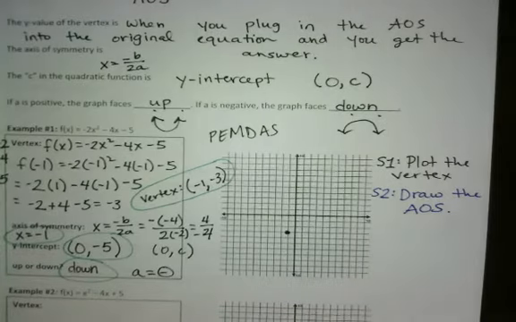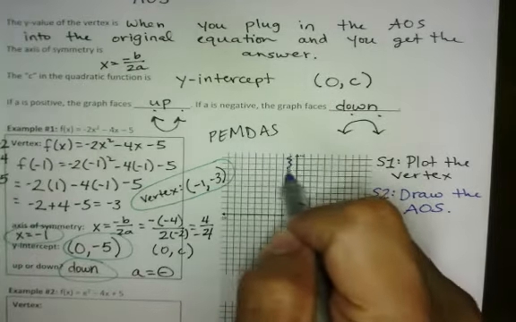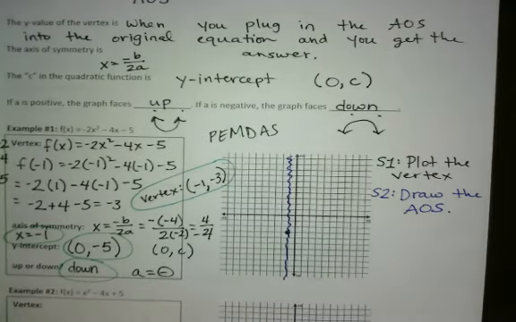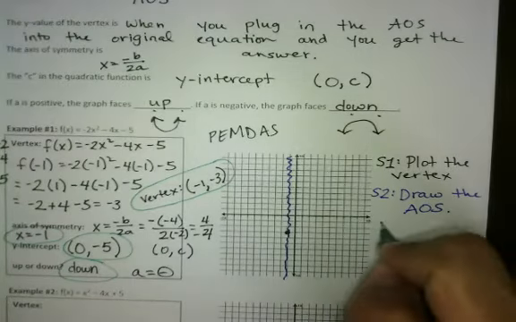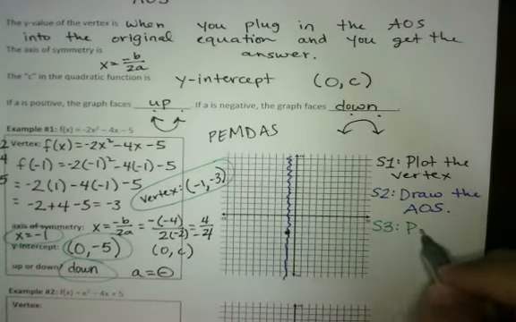Step 2, we are going to draw the axis of symmetry. I'll draw it as a blue line.